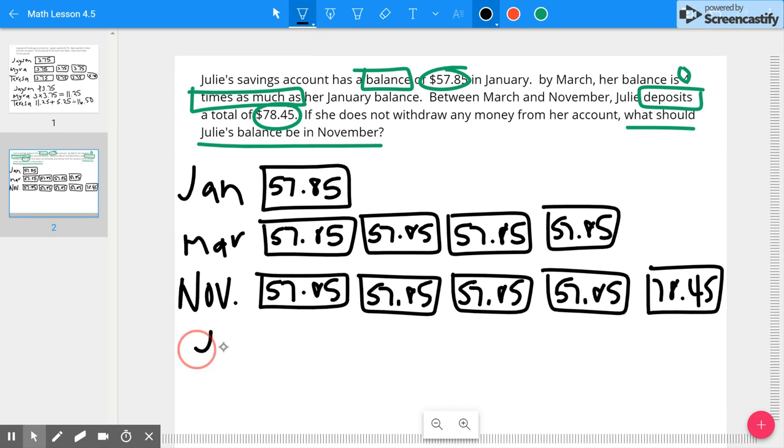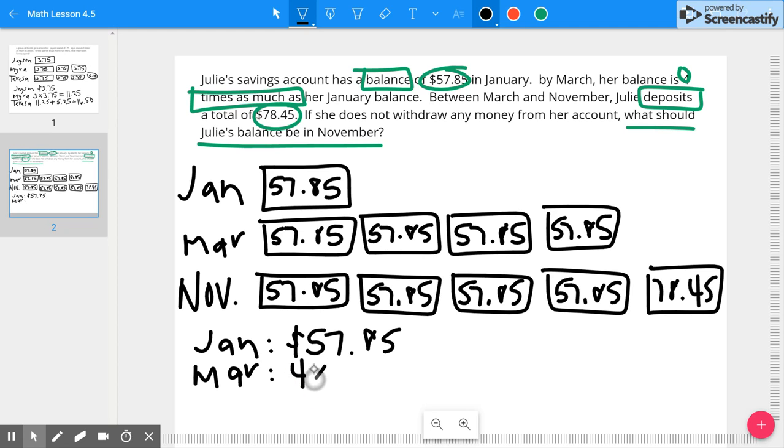So if January was just $57.85, I'm going to write that $57.85. Then I'm going to look to March. March was $57.85 times 4 because there are 4 of these boxes. So I'm going to say 4 times $57.85.